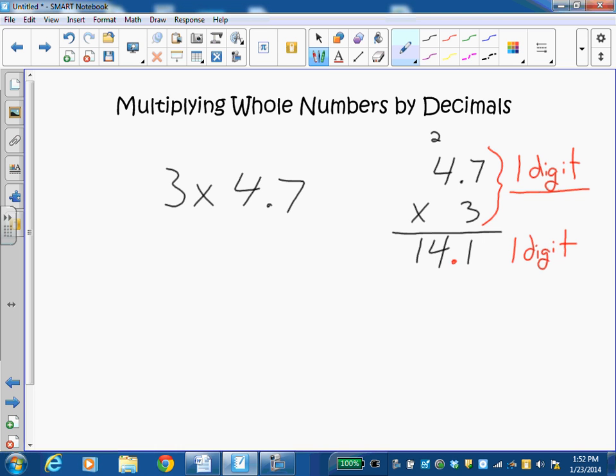If I got finished with this and I looked at my answer and it was 141, that's not a reasonable answer because 4 and some change times 3 is going to be somewhere around 12, a little bit more, but somewhere around it. So 141 is way too big. If I put it here, 1 and 41/100ths, well, that's not even as large as 3 times 4, so that can't be right. So there's only one place that it could go that it would make sense, and that is 14 and 1/10. Okay? So now let's look at question number 2.